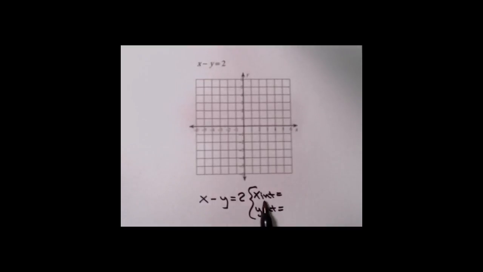Well, if we go after the x-intercept, y is 0. So that means this term is 0. It's like it's not there. What's left? X equals 2.